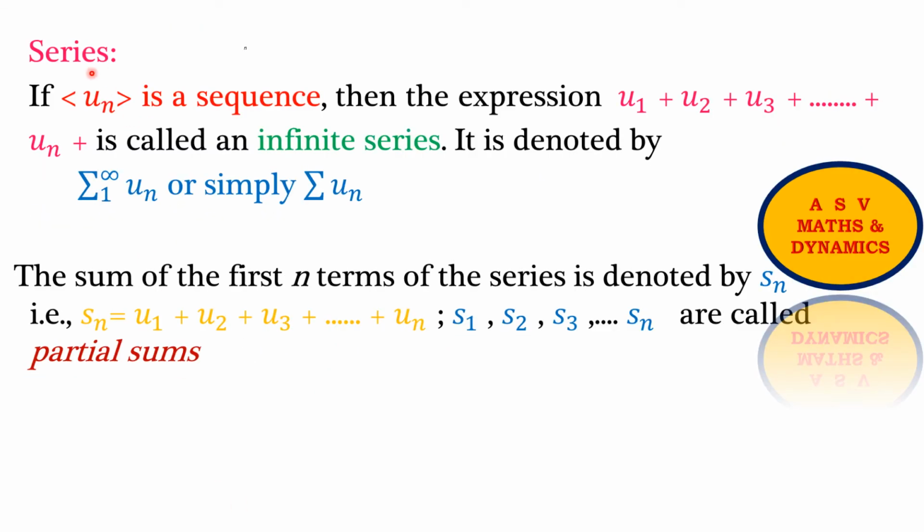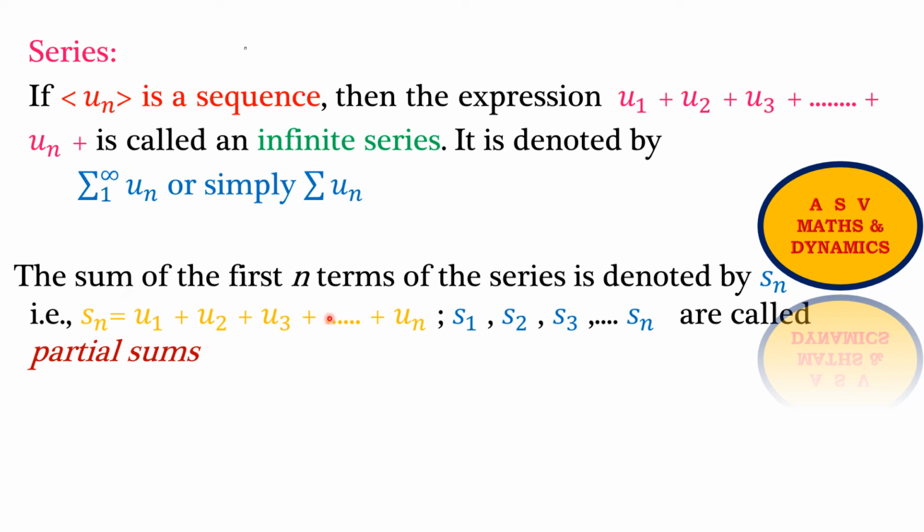So what is the difference between sequence and series? Sequence means 1 comma 2 comma 3 comma like this, but in a series you write u1 plus u2 plus u3 plus etc. You add all the terms, it must be a series. Sometimes if you put dot dot dot, it is an infinite series. In the infinite series you can put 1 to infinity. Otherwise, if you put it normally without a limit, you can also understand it is an infinite series.